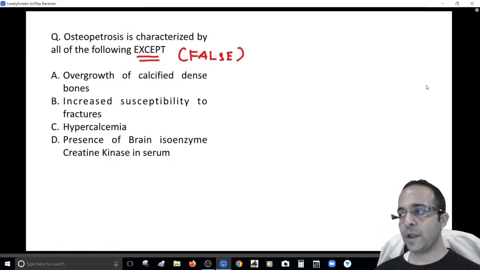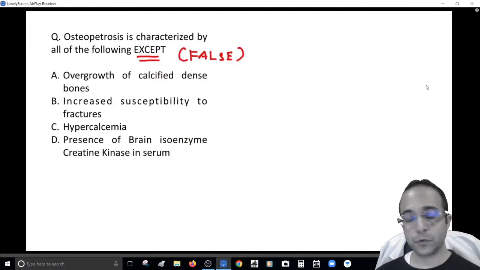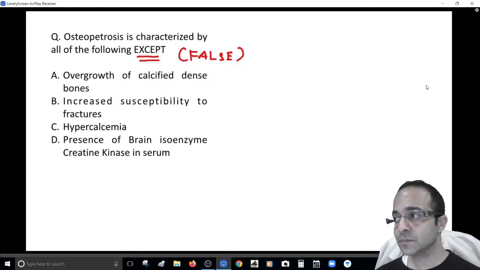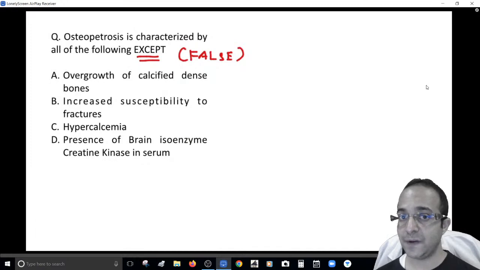So Nisha, give it a try. Asifa, Doraemon, so please give it a try. Yes. Nisha's 3. Asifa, Doraemon, just give it a try. Any idea which is not correct about osteopetrosis? Anyone?